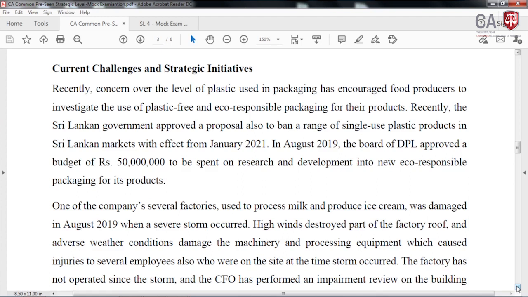Recently, the Sri Lankan government also approved a proposal to ban a range of single-use plastic products in the Sri Lankan market with effect from January 2021. It is given already. In August 2019, the board of DPL approved a budget of 50 million to be spent on research and development into new eco-responsible packaging for its products. So, they have started research and development activities to introduce eco-responsible packaging for its products. So, this is relevant to sustainability, no?